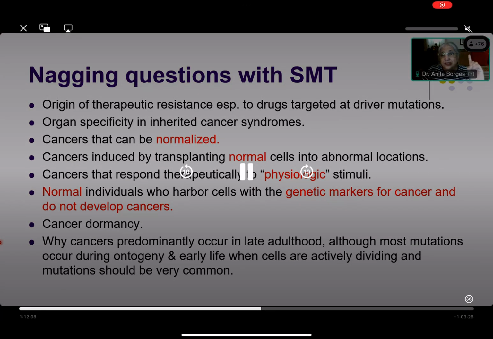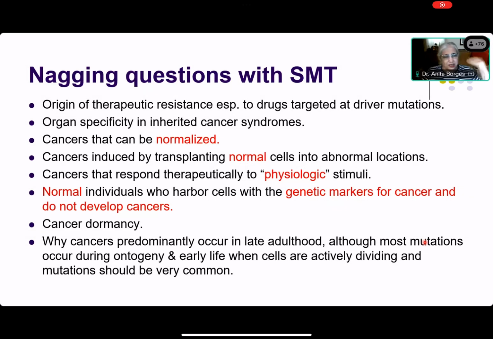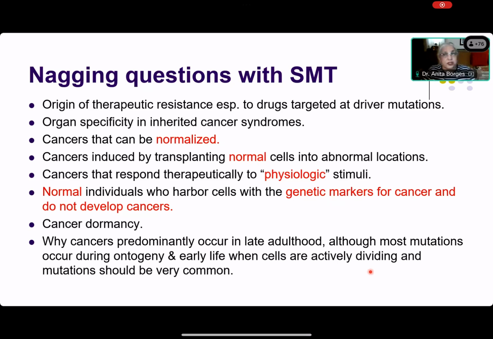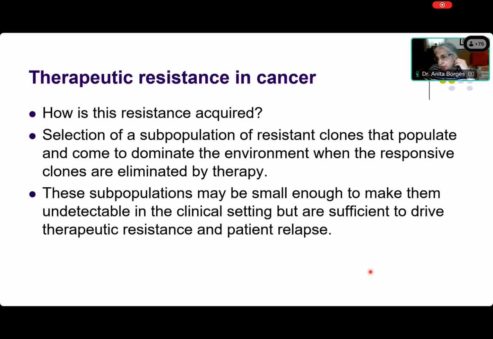That is afoot. Okay, and then you have to answer this: why do cancers occur predominantly in late adulthood, although most mutations occur during ontogeny and early life, when cells are actively dividing and mutations should be very common? Okay, so these are all the nagging questions that occur with this particular paradigm. Now let us take therapeutic resistance in cancer. How is this resistance acquired?